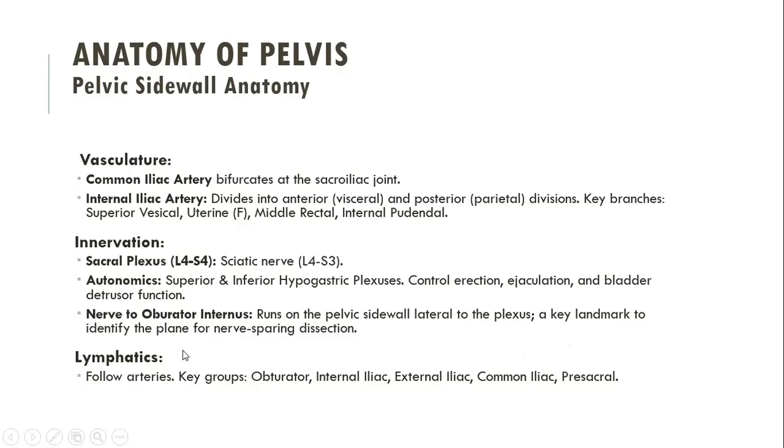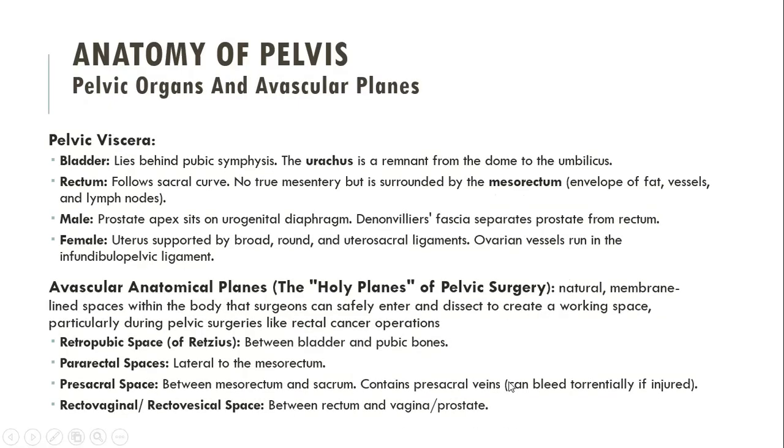and bladder detrusor functions. And another is the nerve to obturator internus, and it runs on the pelvic side wall lateral to the plexus, and it is a key landmark to identify the plane for nerve sparing dissection. So that region is important when you have to spare this nerve to obturator internus. Lymphatics, which drain the lymph in the body, basically follow arteries, with key groups like obturator, internal iliac, external iliac, common iliac, and presacral.